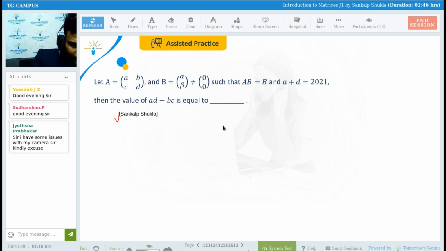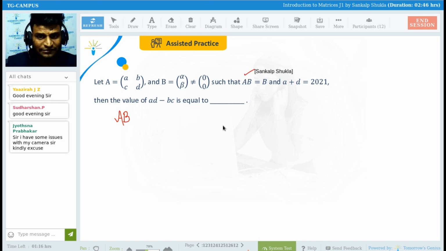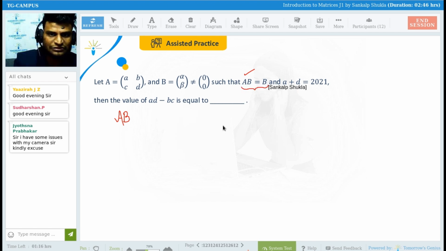So what you have to do is find AB first, because the condition is mentioned as AB is equal to B, and A plus D is equal to 21, which we are going to use at the very last. But AB is equal to B is there now. So in order to use that condition, we must find AB first.